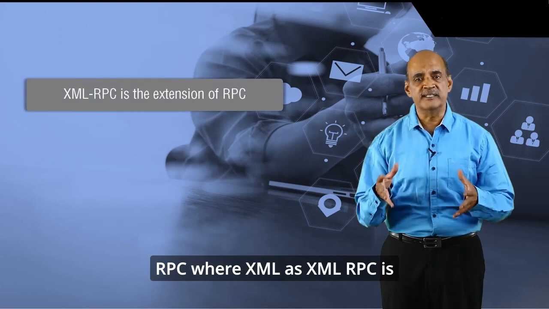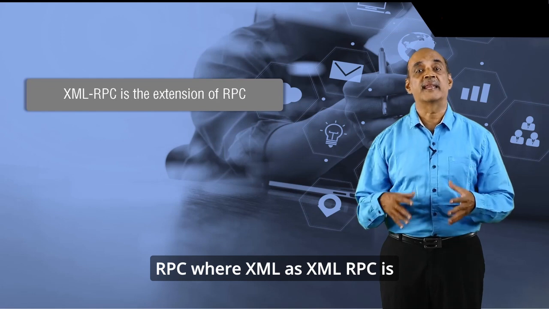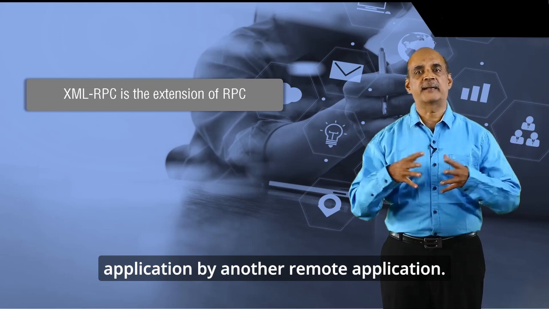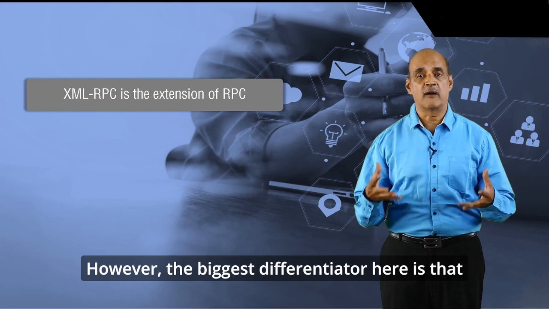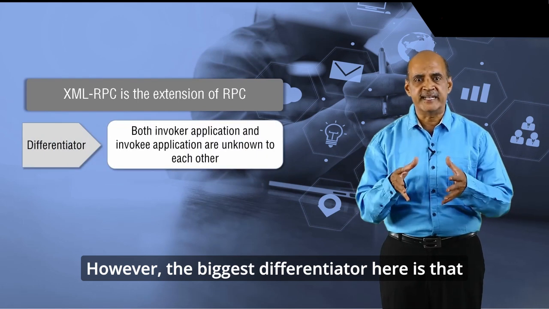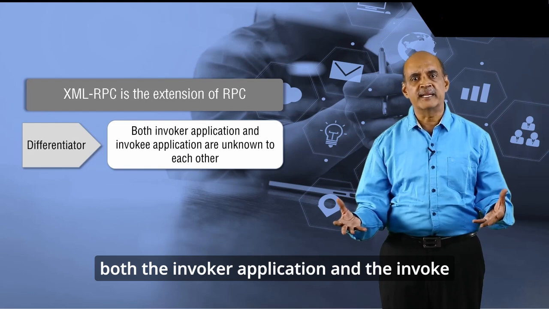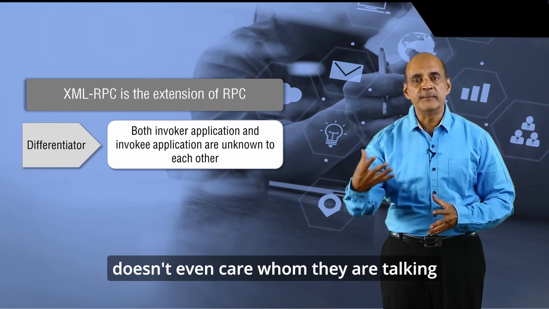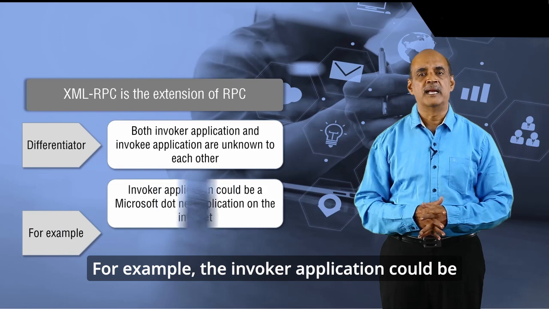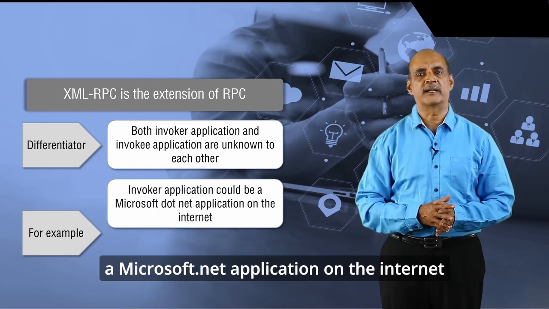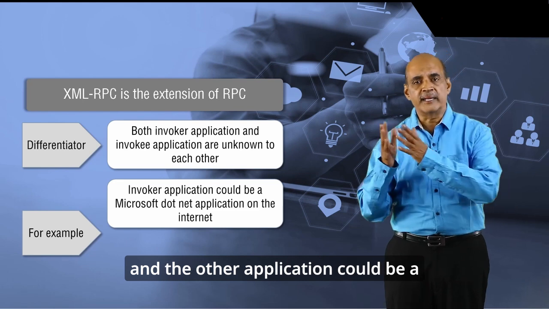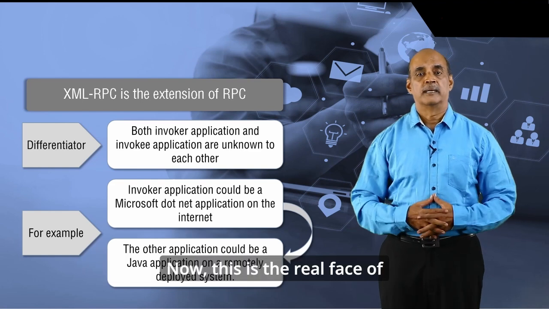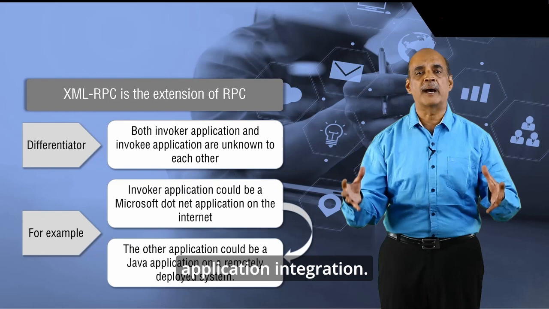XML-RPC is the extension of this RPC, where XML is used to invoke the method on one application by another remote application. However, the biggest differentiator here is that both the invoker application and the invokee application are unknown to each other or don't even care whom they are talking to. For example, the invoker application could be a Microsoft .NET application on the Internet, and the other application could be a Java application on a remotely deployed server. Now, this is the real face of application integration.